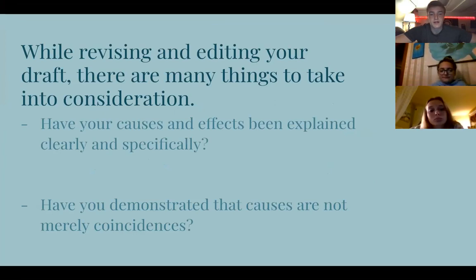Have you demonstrated that causes are not merely coincidences? You are going to want to avoid assuming that one event caused another event just because the events are correlated with one another. To be convincing, you must back all of your claims with evidence.